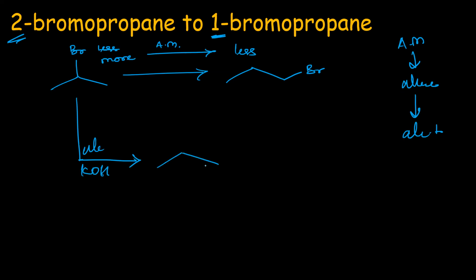I get the alkene with alcoholic KOH. And then what will I do? Anti-Markovnikov addition. That means HBr in the presence of peroxide. So see how many reactions we have done with HBr. Now again, you know what the importance of HBr is. What is the importance of HBr? Okay, I hope you have grasped this, at least in your head.